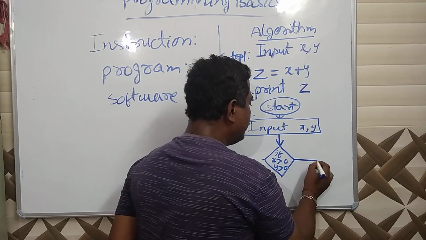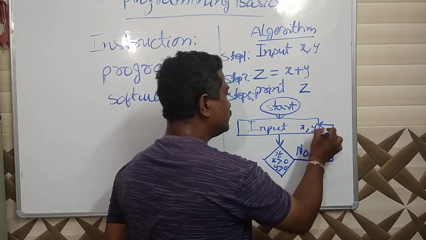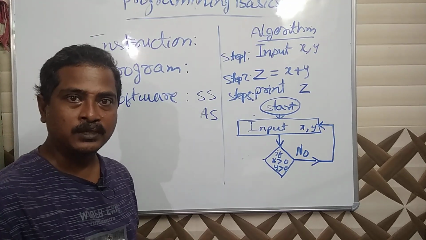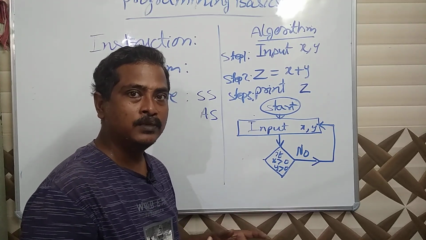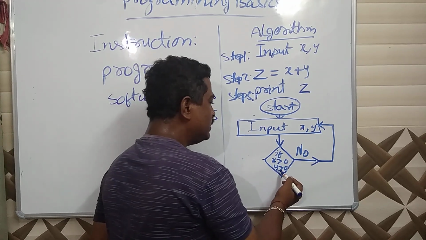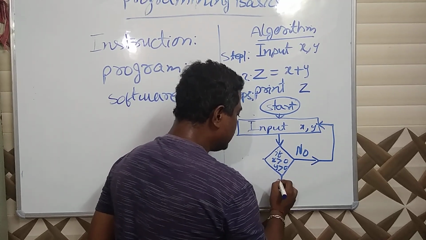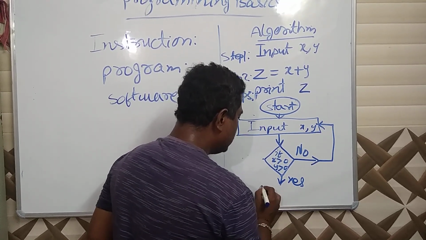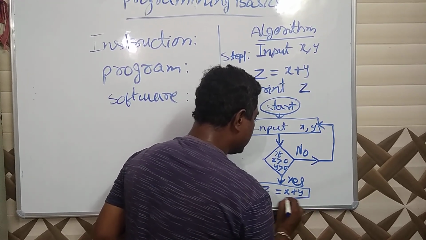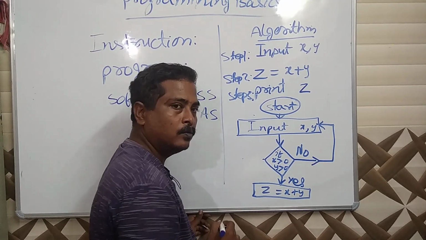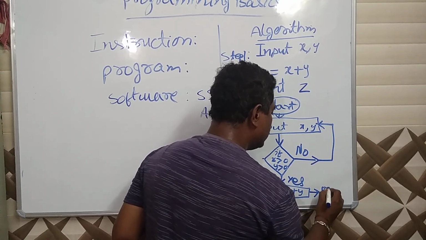Okay, so if it is no, then what will we do? You will enter again. Nobody adds 0 to something, it is the same result. So if you want to add two things, they should be non-zero. So if anybody is 0, then go back and enter again. If yes, if both are greater than 0, then calculate z equal to x plus y. Again the calculation will be inside a rectangle. Okay, after calculation, print z.